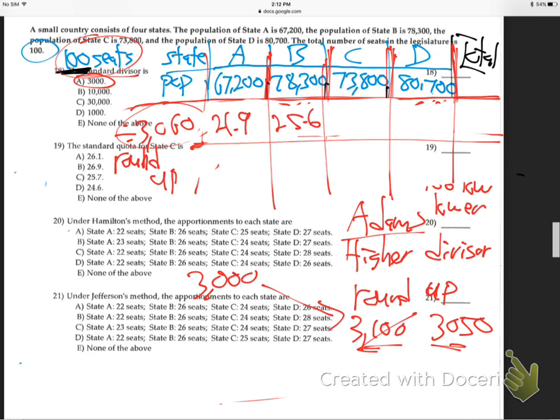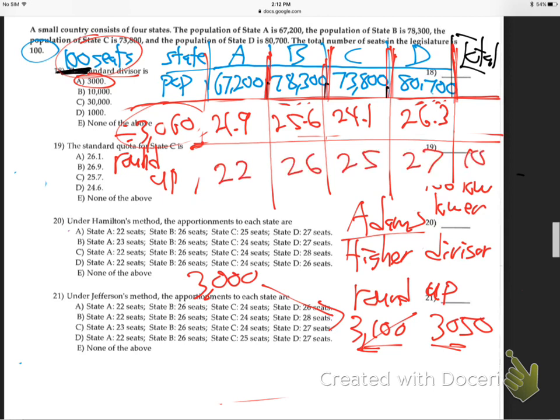25.6. 73,800 divided by 3060, 24.1. 8,700 divided by 3060, 26.3. Round them all up: 22, 26, 25, 27.